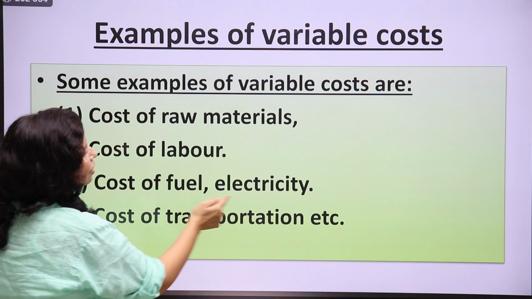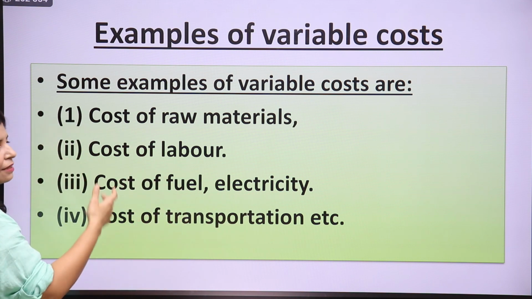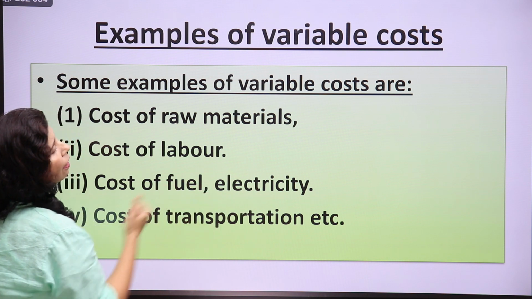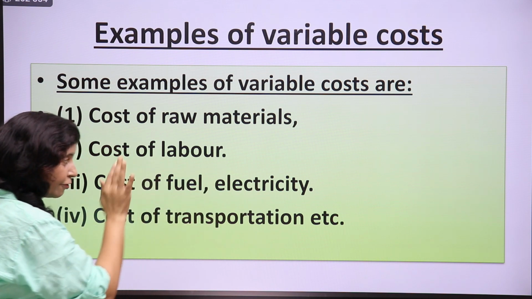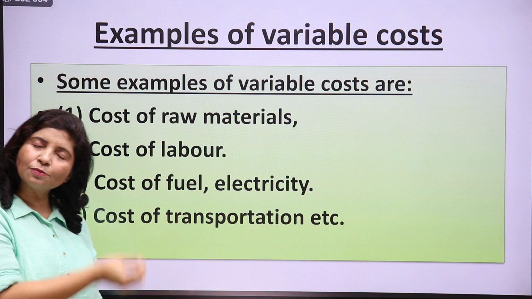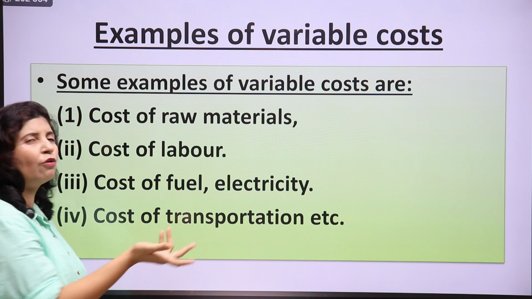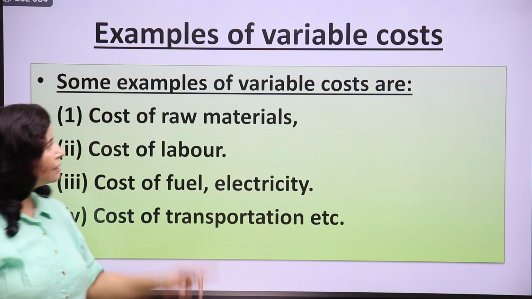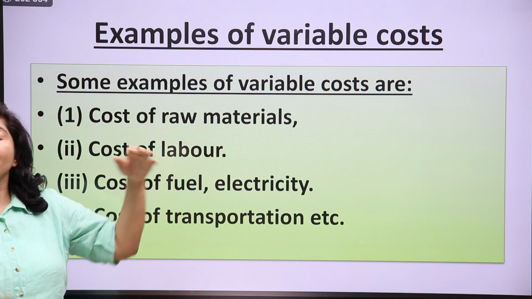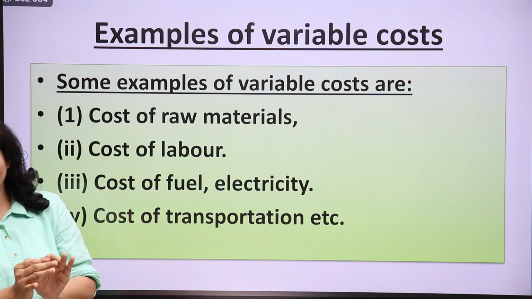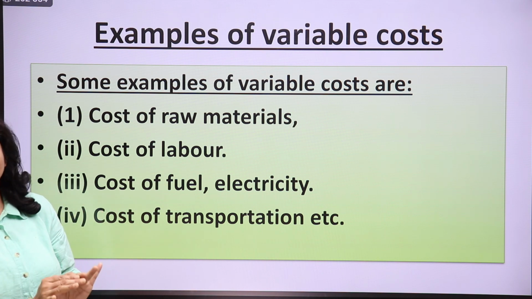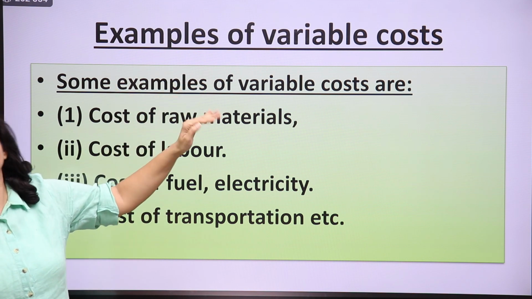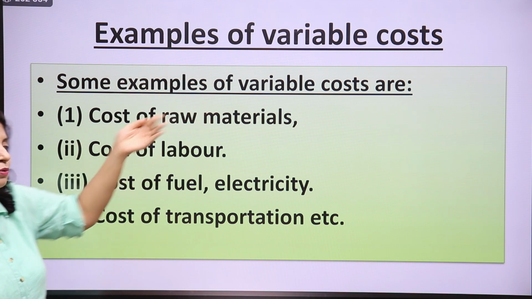See, if you run the machine for longer hours, maybe 10 hours per day, then you will have to incur more cost on these factors. But if you produce just a very small amount of commodity, then your machines will run only for 1-2 hours and you will incur lesser cost on these factors. Same is the case with raw material also. If you produce less, you will require less raw material and less cost will be included. That means your variable cost will be lesser. If you want to increase your production, you will buy more raw material and more cost will be included.